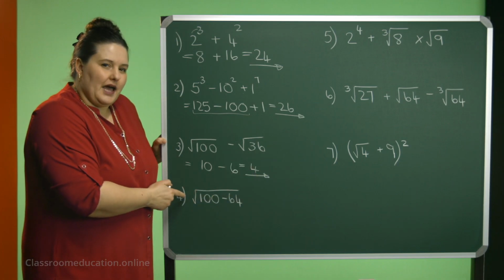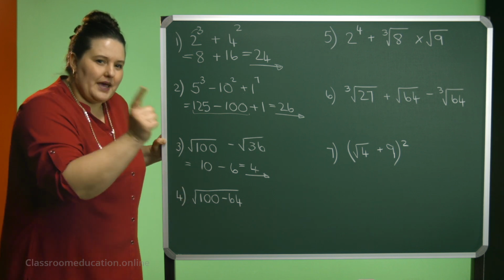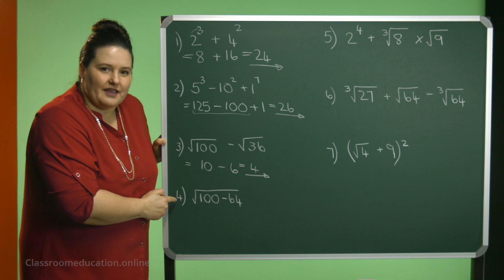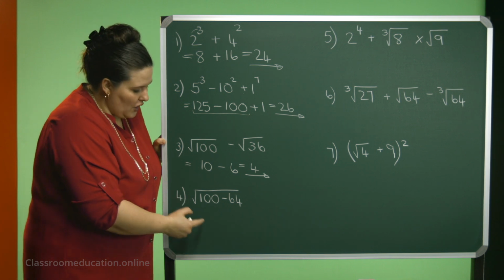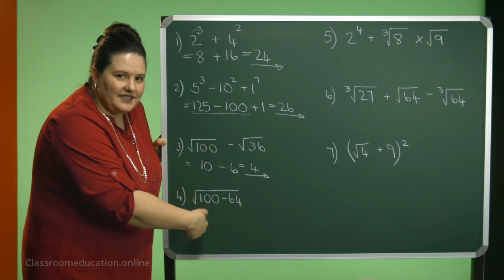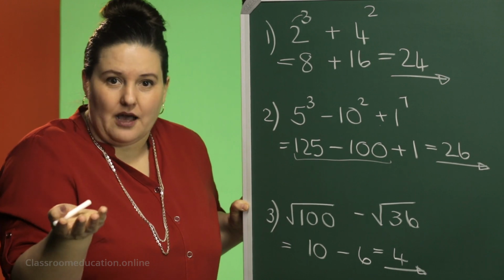Now this one, I put number 4 here on purpose as well. If you compare number 3 and 4 with one another, can you see there's a difference? Can you see that in number 4, I have both the numbers underneath the square root? So what does that entail? What should I do now?